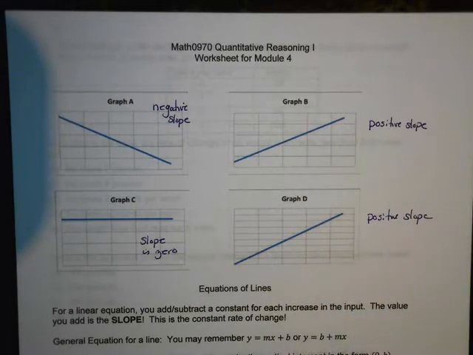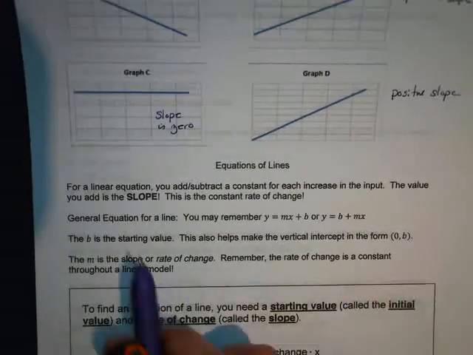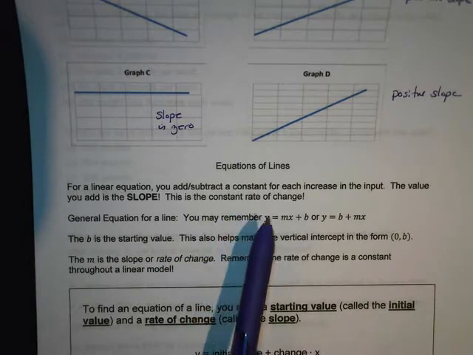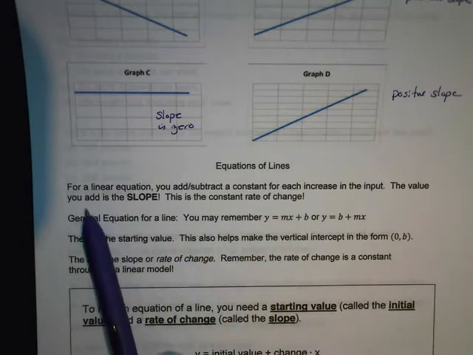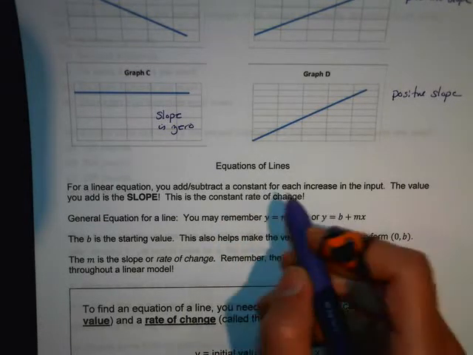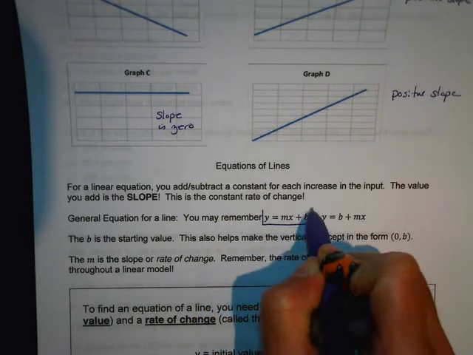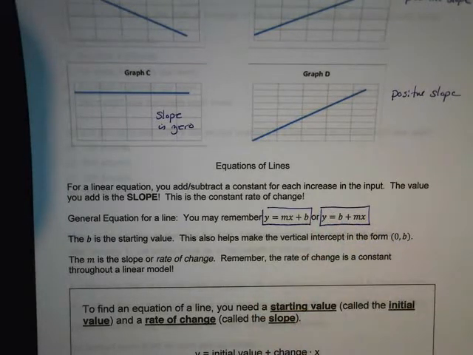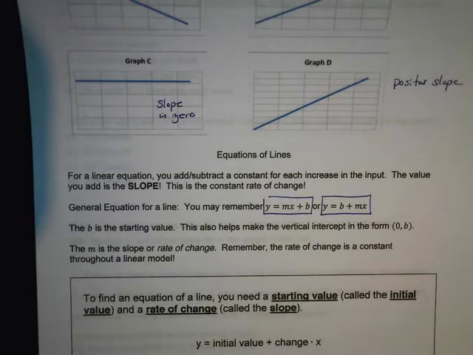All right, so for a linear equation, you add or subtract a constant for each increase in the input. The value you add is called the slope. So this value is a constant each time. Now you guys might remember, maybe not, from a previous math class, y equals mx plus b, or y equals b plus mx. That might be floating around in your brain somewhere. If you do, then that is the equation of a line that's kind of stuck in your brain somewhere. I'm going to refer back to that and explain what the m and the b are. But if you guys can remember what's down in this box, you'll be set.